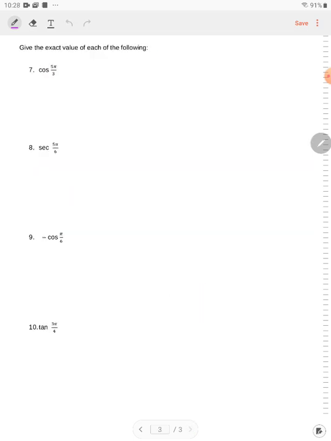All right, give the exact value of each of the following. Now, let me go ahead and see cosine, secant. Okay, so this one here, it will be 1 over cosine of 5 pi over 6. Now, these are radians, and I know we haven't gotten to the unit circle yet. So what I'm going to do is change these to degrees. That just really helps me. So basically, I'm going to do 180 divided by pi each time.